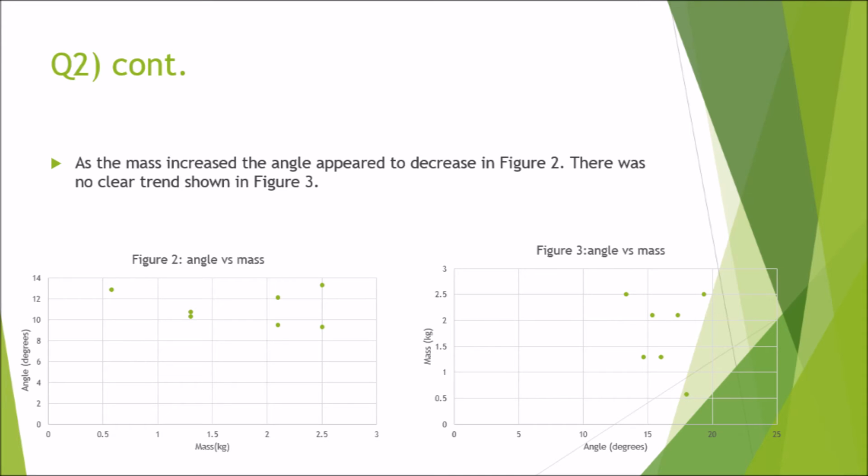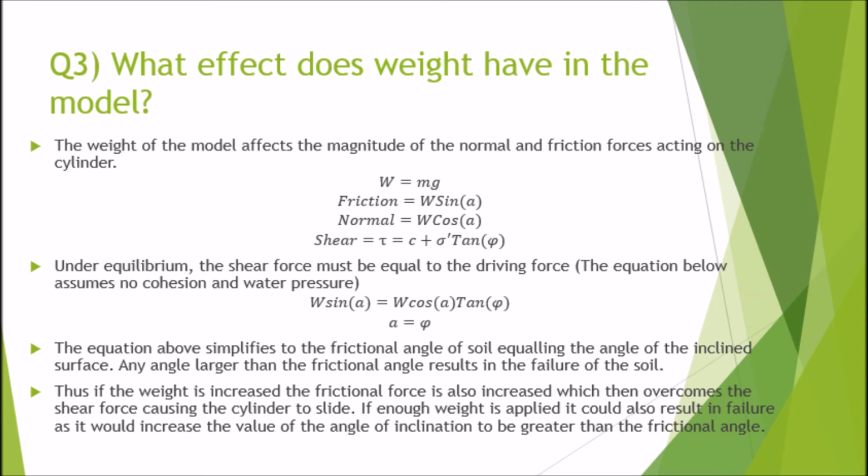Additionally, as the mass increased, the angle appeared to decrease in Figure 2. There was no clear trend shown in Figure 3. The weight of the model affects the magnitude of the normal and friction forces acting on the cylinder. Under equilibrium, the shear force must be equal to the driving force, assuming no cohesion in water pressure. The equation above simplifies to the frictional angle of the soil equaling the angle of the inclined surface. Any angle larger than the frictional angle results in the failure of the soil.